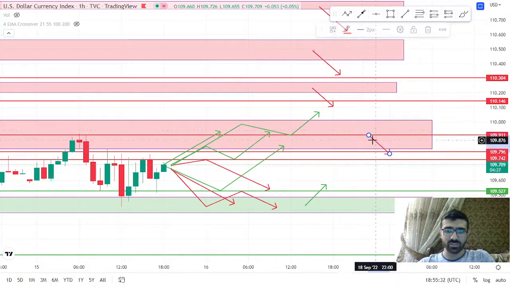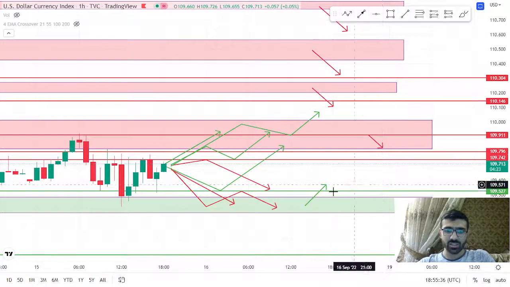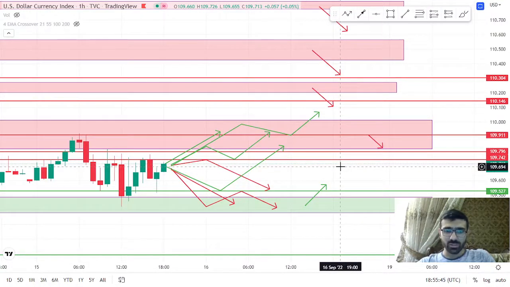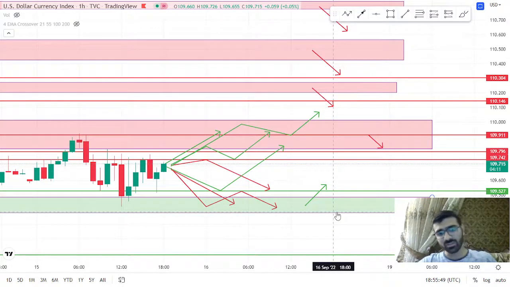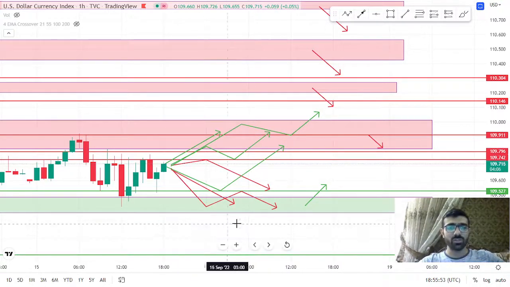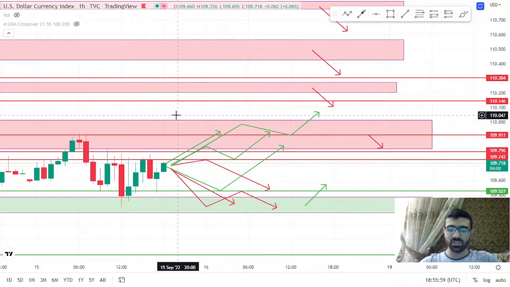As you guys can clearly see, this area was respected today as well. So if at any given point of time the market enters this area, we have to be vigilant that if the market enters here, we have to go short from here or from here. And if at any given point of time the market enters this zone once again, then we have to look for a good buying opportunity. Okay, so that's all for the dollar analysis for today, and let us move on to the Euro USD analysis.